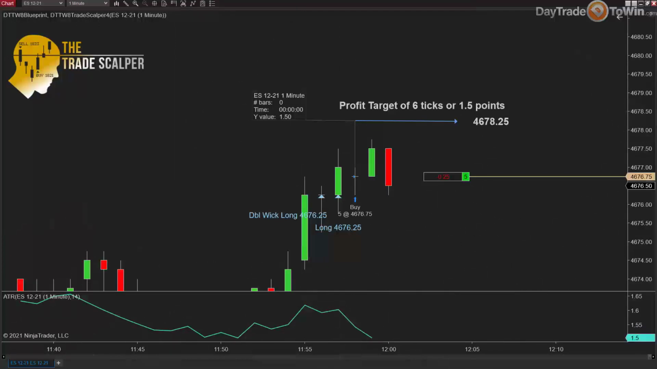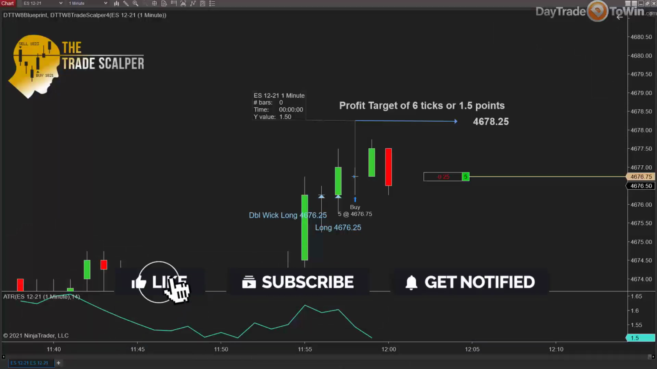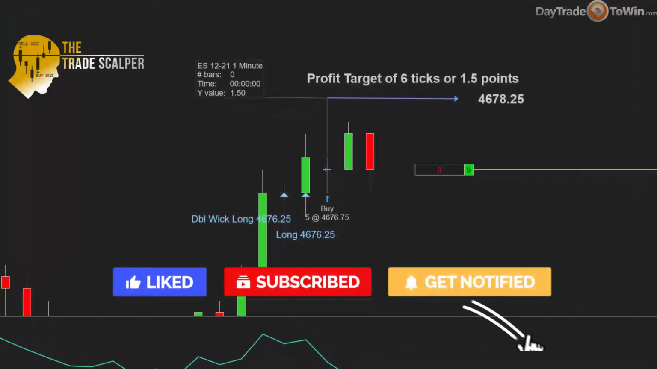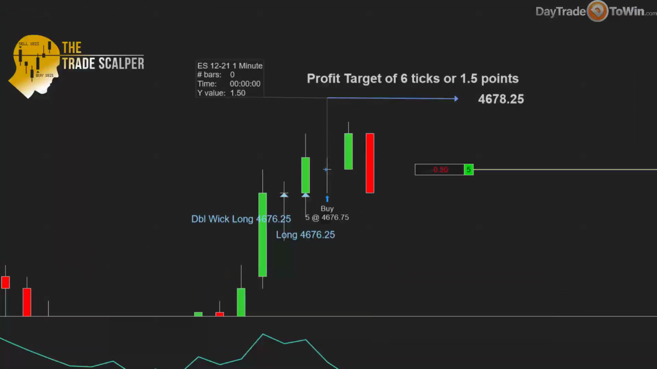So I have here a ruler that I put up to show you 1.5 points or 6 ticks. I put the ruler there to know exactly where the market needs to be. And I'm going to get out of the trade at that point. 46.78 quarter is exactly 6 ticks from where I entered.